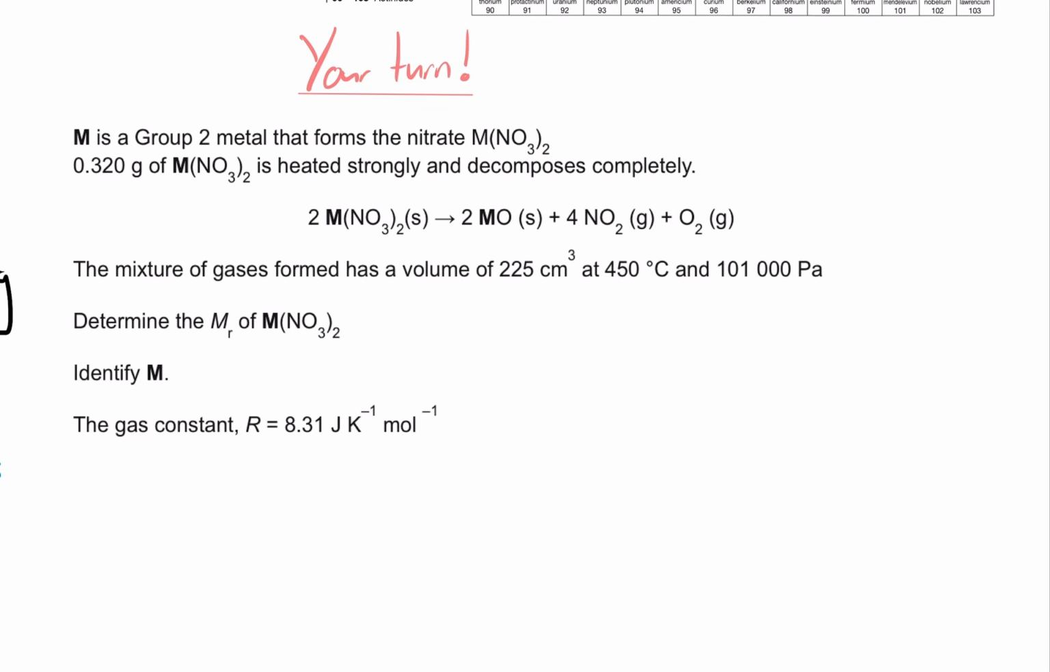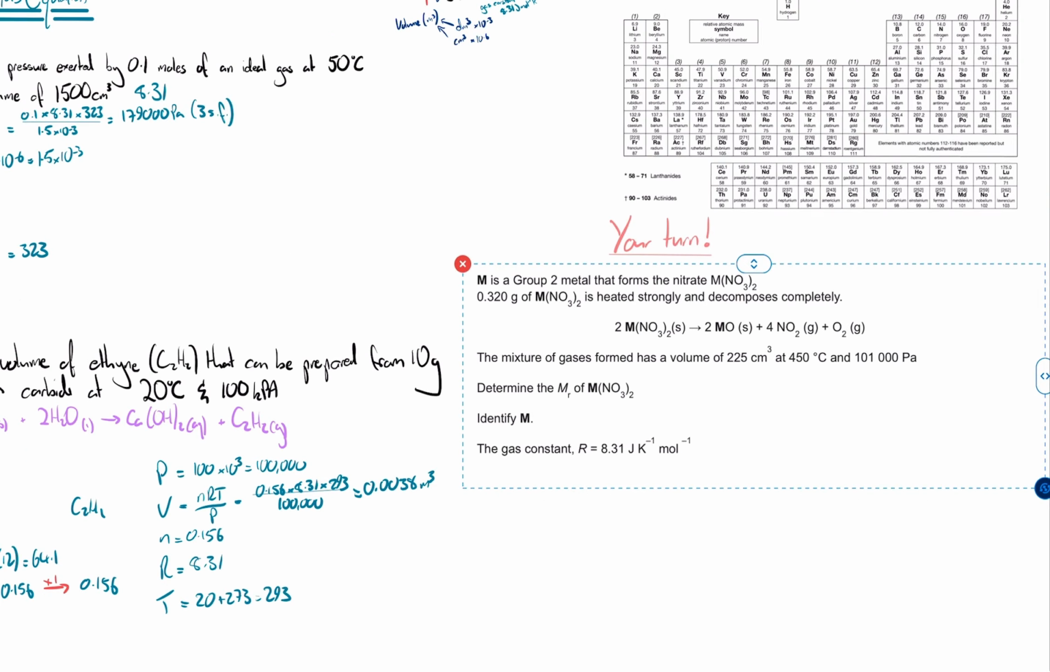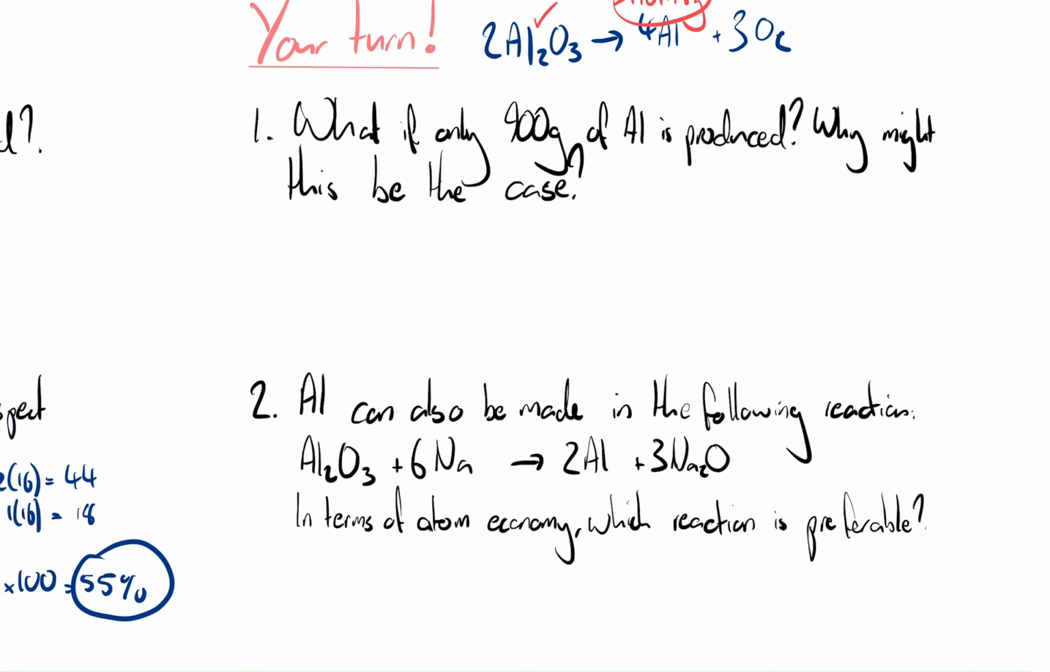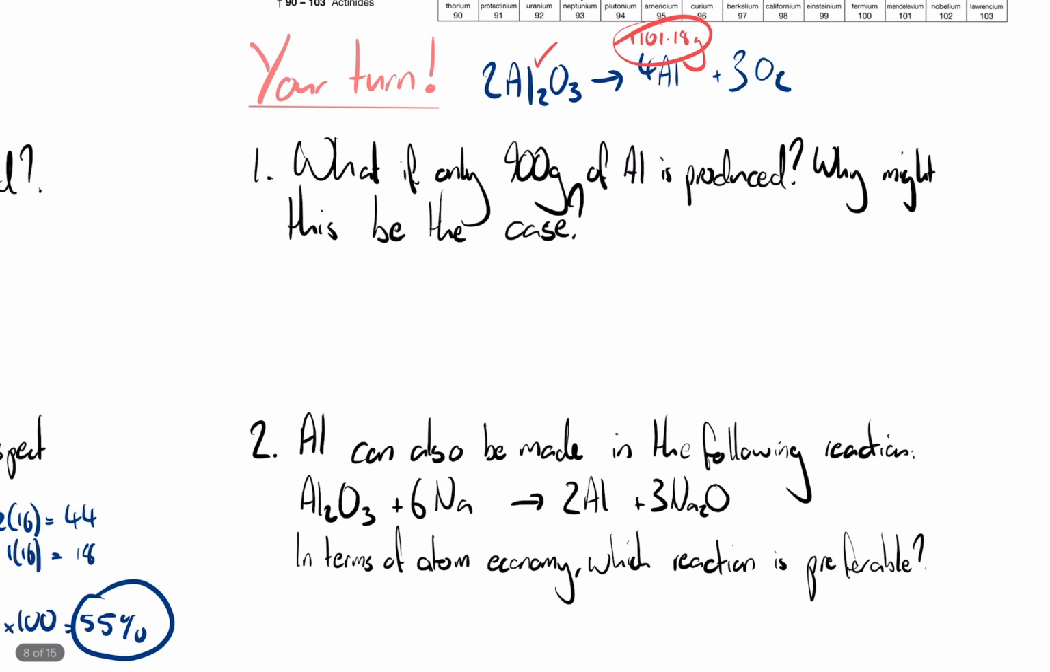And now we'll go through the answer to the question at the end of the last video. So here we have, again, this question: what if 900 grams of aluminium is produced only? Why might this be the case? This is clearly talking about percentage yield.